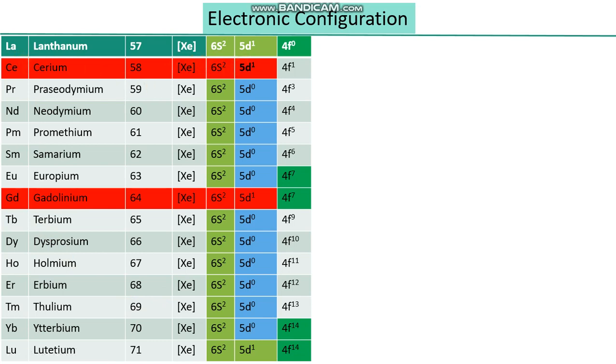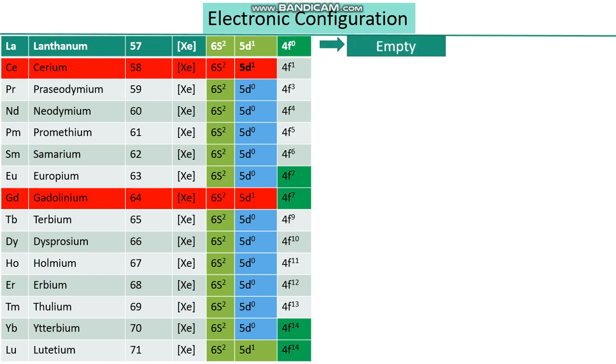So we'll come back. We were discussing the electronic configuration of lanthanides, and we discussed that there are violations in the case of cerium and gadolinium. So we were able to explain why gadolinium violates the rule, and in the case of cerium, normal rules cannot explain this violation. Let's summarize or decompose this table.